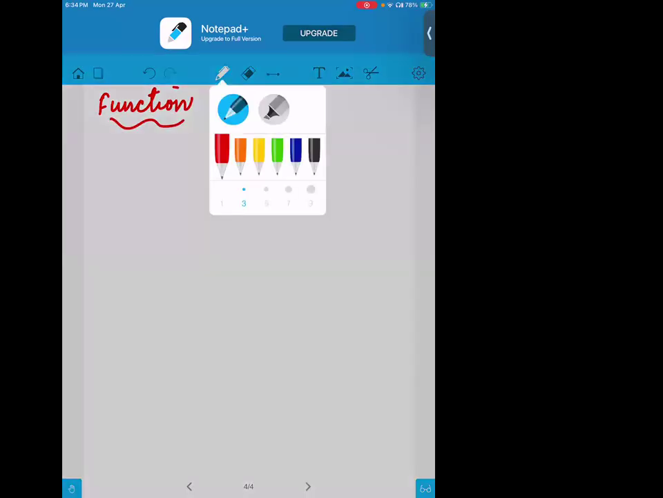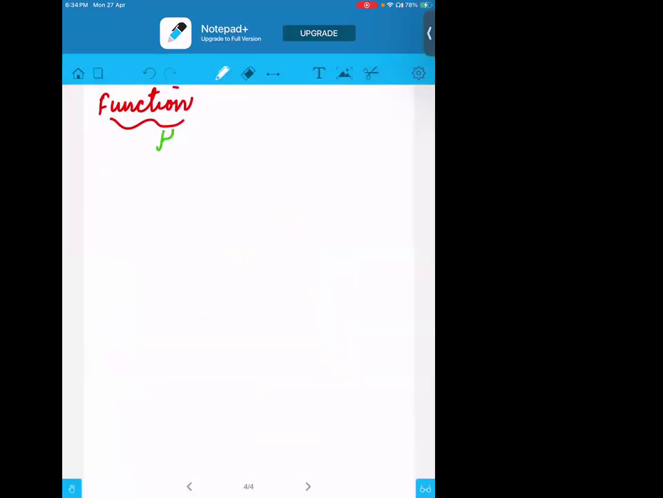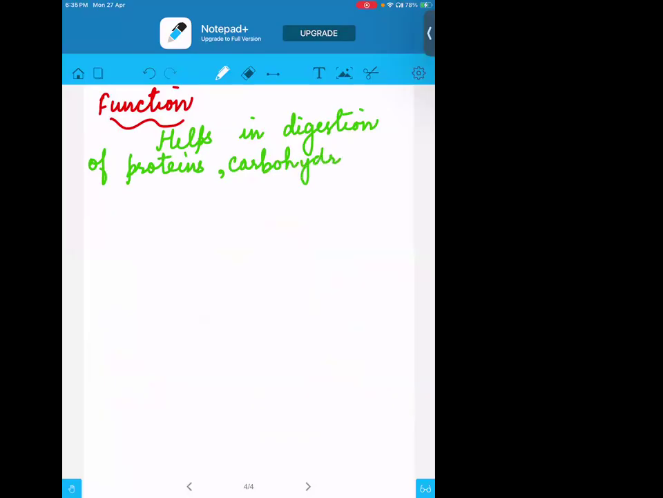Okay. Now, the major function of the duodenum, write the heading function. The major function of the duodenum is that it helps in digestion of proteins, carbohydrates, and fats. This is the major function of them.